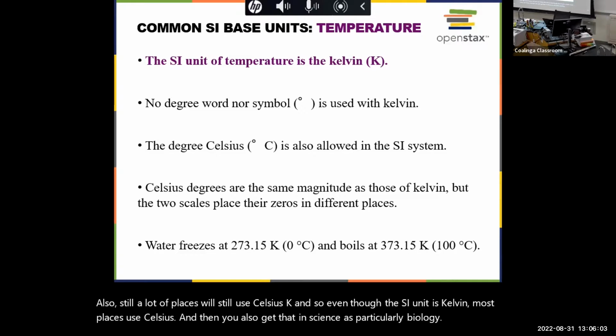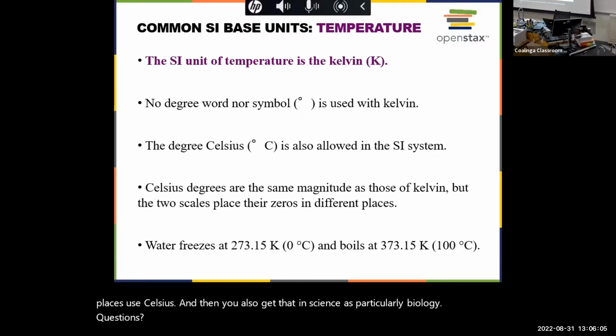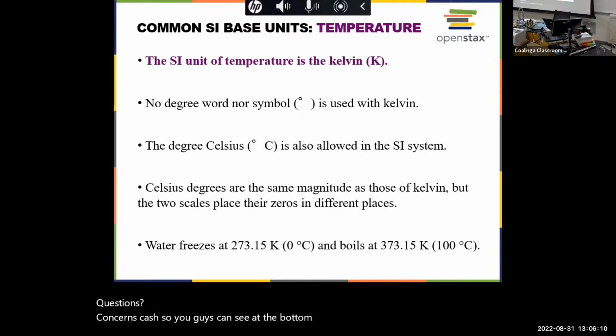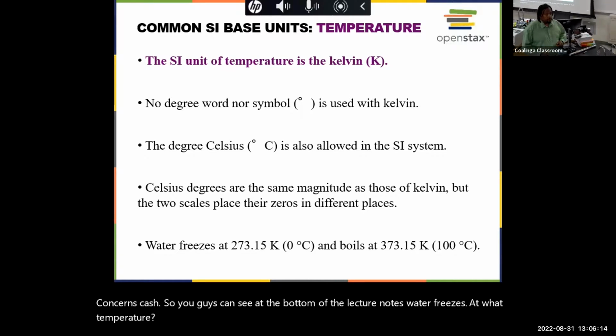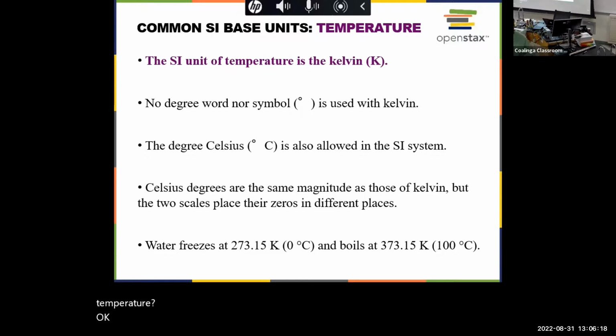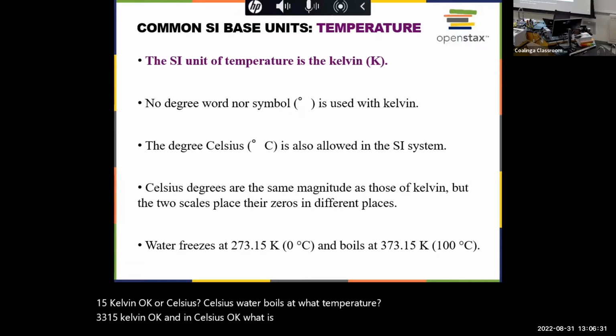Okay. Questions? Concerns? So you guys can see at the bottom of the lecture notes, water freezes at what temperature? Or in Celsius? 0 Celsius. Okay, water boils at what temperature? 373.15 Kelvin. Okay, and Celsius? Okay, what is it in Fahrenheit? You guys know off the top of your head?